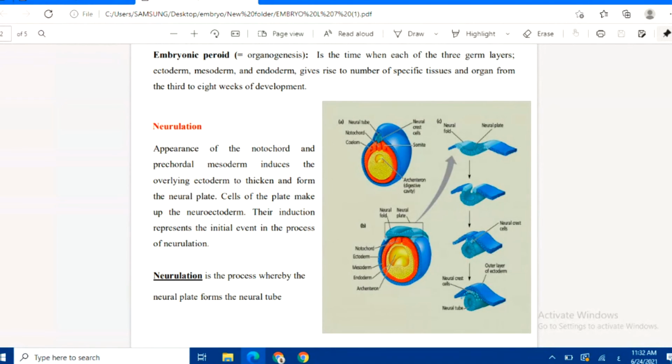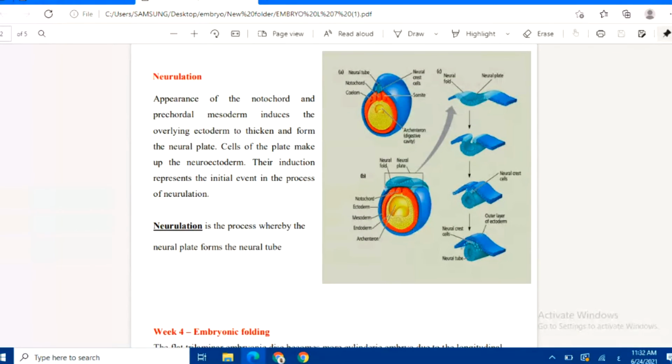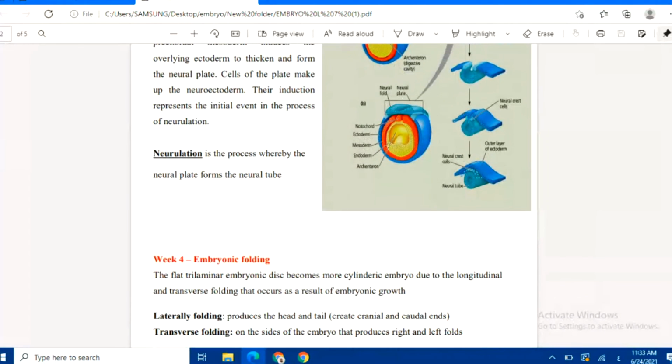Okay, look, it says that the precordal mesoderm will induce the overlying ectoderm to be thickened and form the neural plate, and the plates of the cells make up the neuroectoderm. Okay. So the cells found in the neuroectoderm will form the plate, and this plate will be folded and form a tube that we call neural tube. Okay, so the neurulation process is whereby the neural plate forms the neural tube.